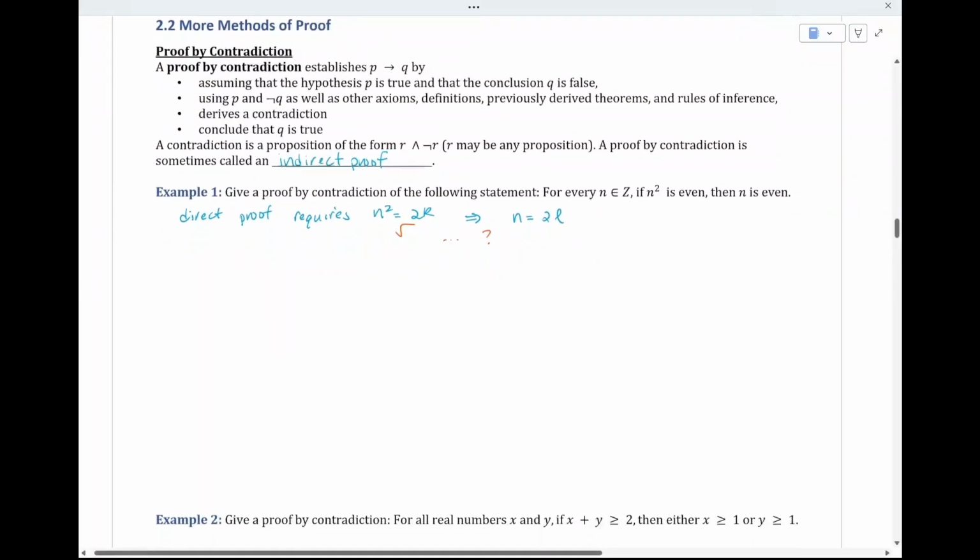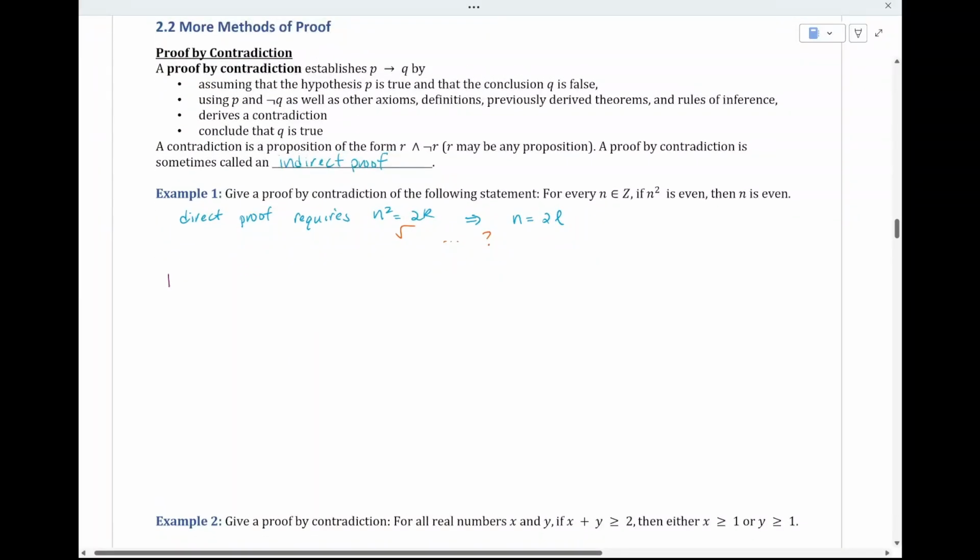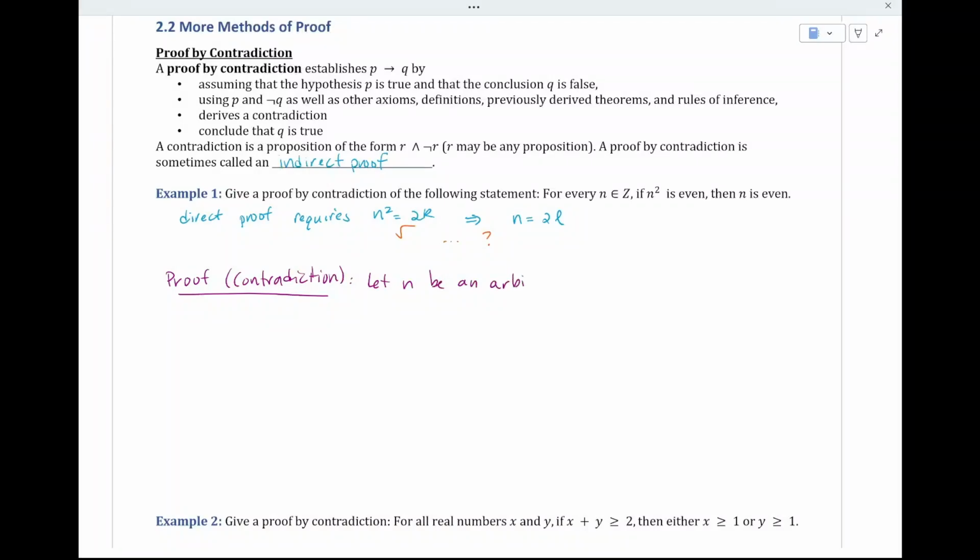So let's instead try a proof by contradiction. So here's my proof, and I'm going to put in parentheses contradiction just to be clear of the type of proof that I'm doing. We're going to let n be an arbitrary integer. So this is who we are telling our story about, where n being an integer is the domain. N is in Z. All right, so n is some integer.